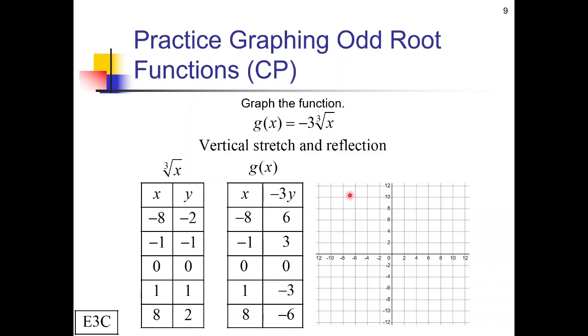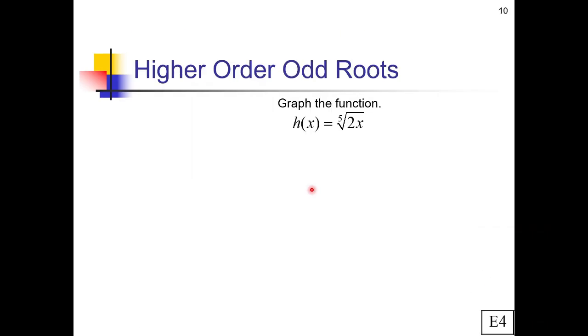So putting all that on my graph, going from left to right, we have -8, 6 up here, -1, 3 right there, 0, 0, 1 comma negative 3, and finally 8 comma negative 6. And then we'll draw the curve through all of those. Beautiful.